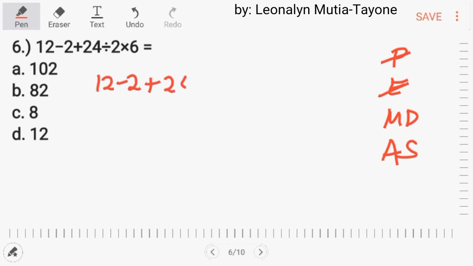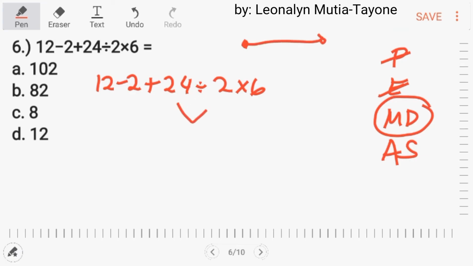Isulat muna natin. Bali, i-rewrite natin. So, multiplication or division, kung alin ang mauna from left to right. Nauna ang division, so unahin natin yan. 24 divided by 2, and that is 12. 12 times 6, and that is 72.